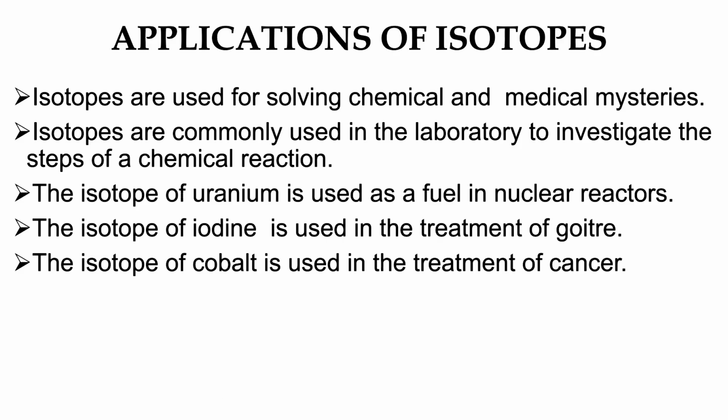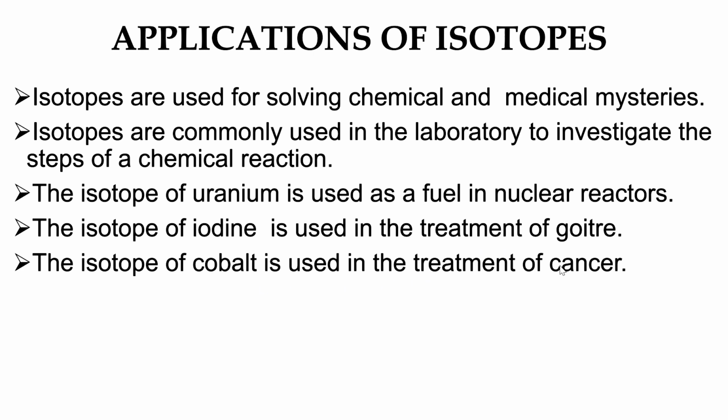Now coming to applications of isotopes, isotopes are used for solving chemical and medical mysteries. They are commonly used in the laboratory to investigate the steps of a chemical reaction. The isotope of uranium, you know uranium is a radioactive element, is used as a fuel in nuclear reactors. The isotope of iodine is used in the treatment of goiter, and the isotope of cobalt is used in the treatment of cancer.